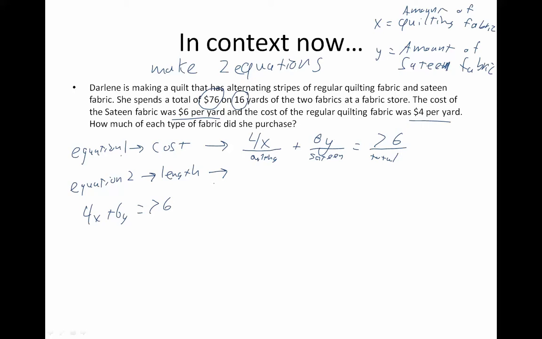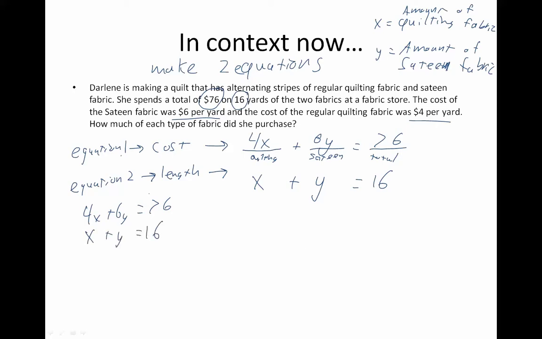Now, to do the length. Well, we know that she purchased a total of 16 yards. Now, to get that 16 yards, we would just be taking the amount of quilting fabric she bought plus the amount of sateen fabric she bought. And because there's no number multiplying that, that's just the amount of quilting plus the amount of sateen equals 16 yards. So there's my second equation, x plus y equals 16.